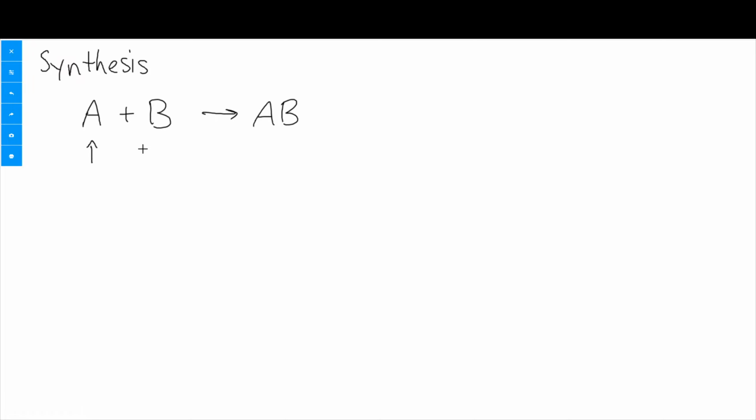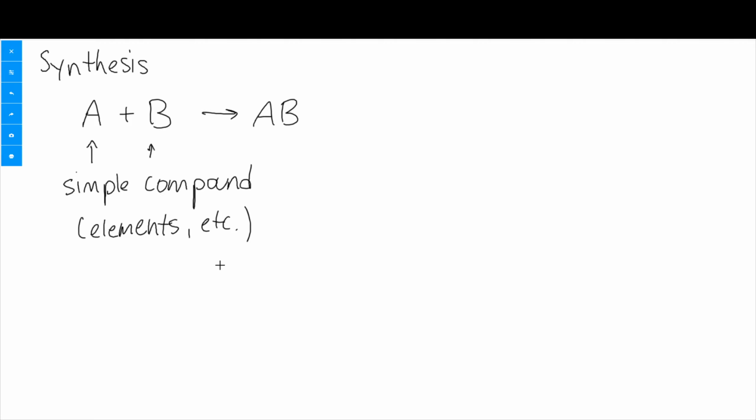One, generally A and B are simple compounds, right? What does a simple compound mean? Well, these usually mean elements, etc., right? So normally we're just going to be dealing with elements. AB is going to be a combination, right?